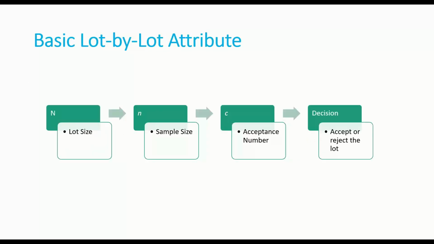Okay. So here's a basic way to do it. First, you need to know the lot size. Then you need to specify the sample size, and then the acceptance number, which is the maximum number of non-conforming units allowed. And if it's greater, then we're going to reject that lot. Then run the test and make your decision. And if the lot's rejected, decide on the course of action you'll take next.